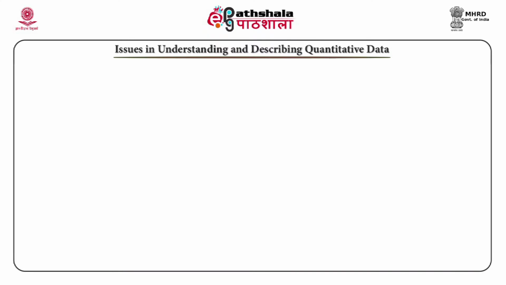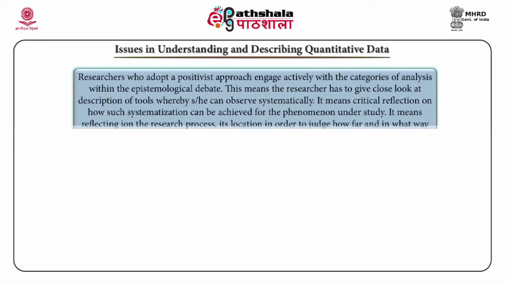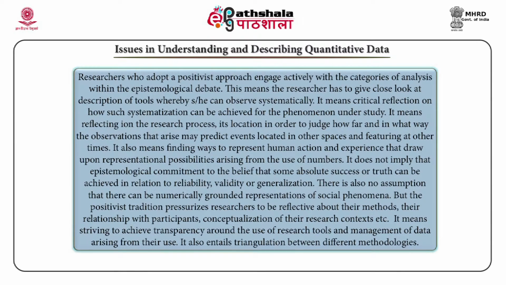strategized on this. Issues in understanding quantitative data. Researchers who adopt a positivist approach engage actively with the categories of analysis within the epistemological debate. This means the researcher has to give a close look at a description of tools whereby she or he can observe systematically. It means critical reflection on how such systematization can be achieved for the phenomenon under study. It means reflecting on the research process, its location, in order to judge how far and in what way the observations that arise may predict events located in other spaces and featuring at other times.